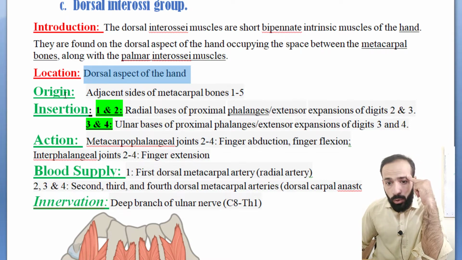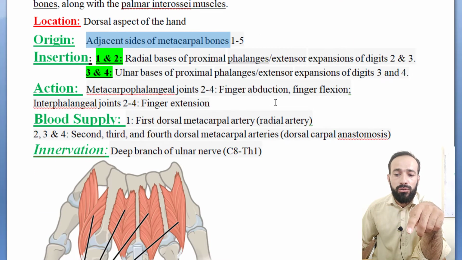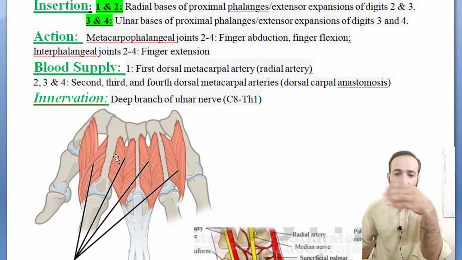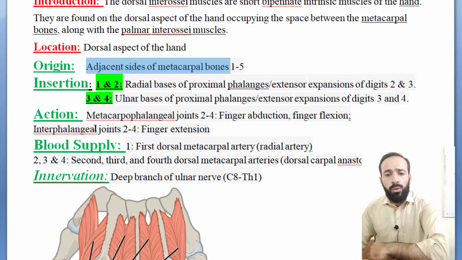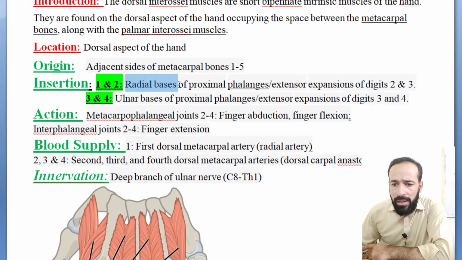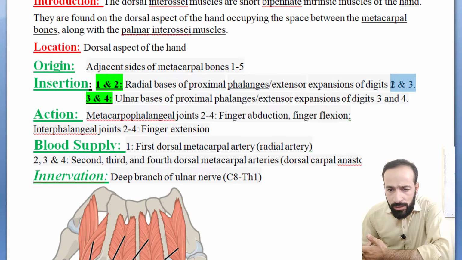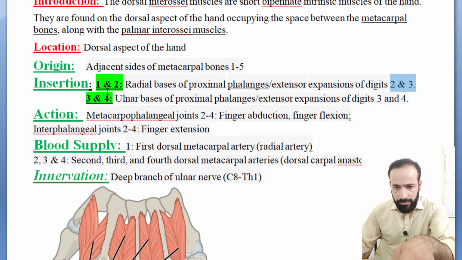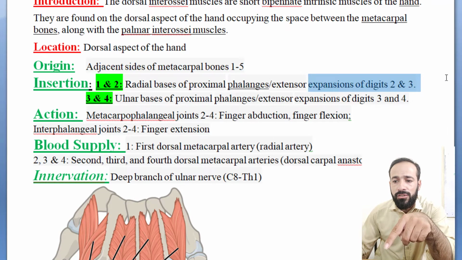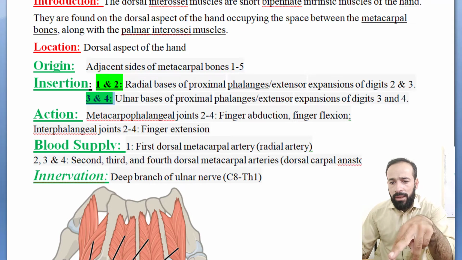From where do they get their origin? They get origin from adjacent sides of the metacarpal bones 1, 2 and 3, 4, 5. Adjacent sides of the metacarpal bones, so this will be the origin. And what is the insertion? The insertion of the first and second is into the radial bases of the proximal phalanges, expansion of the digits 2 and 3. And the third and fourth are inserted into digits 3 and 4, the ulnar bases.